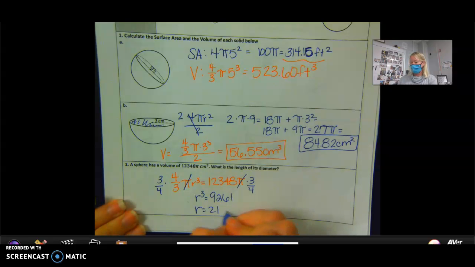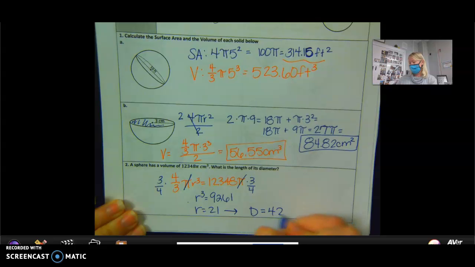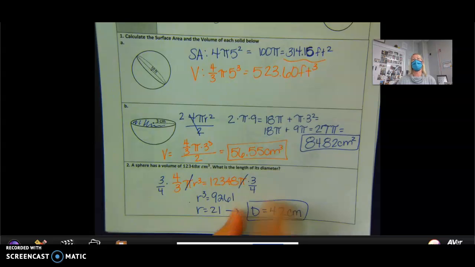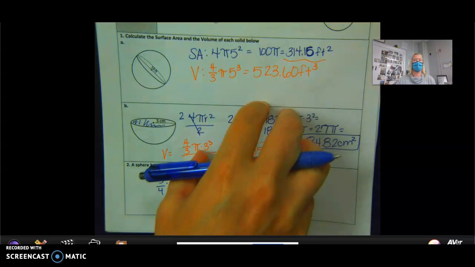What did they want us to find? So what would the diameter be? 42 what? Centimeters. Very, very good. Okay, so we're going to go on here in a minute, but your homework for this will be the page in your packet that matches up with this.